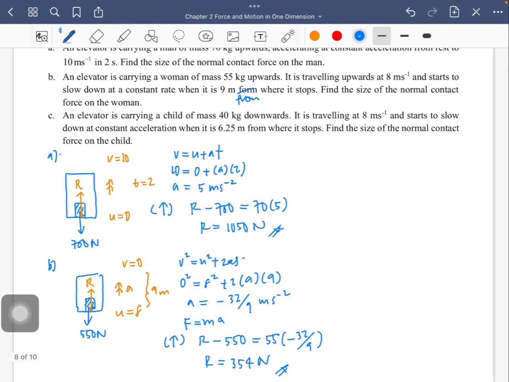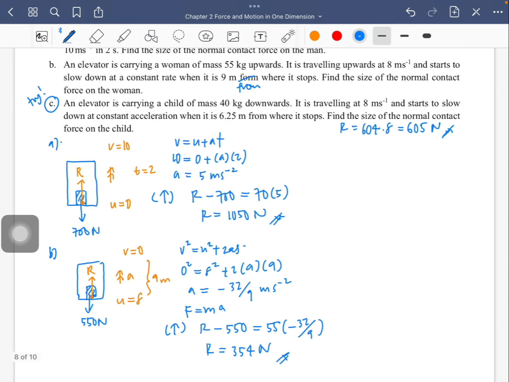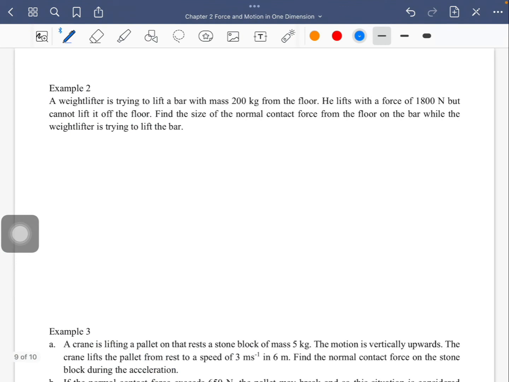Right, so for question C, I leave for you to try. Okay, please try this question by yourself, and the answer for this is R is equal to 604.8, or in three significant figures we have 605 Newton. Okay, make sure you try this question so that you have better understanding. Okay, now let's move to the next question.